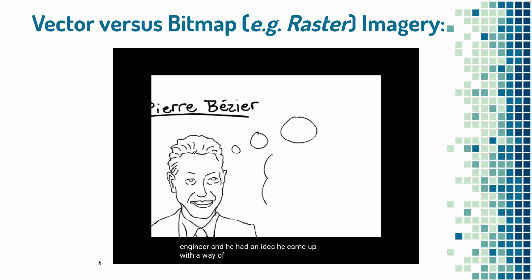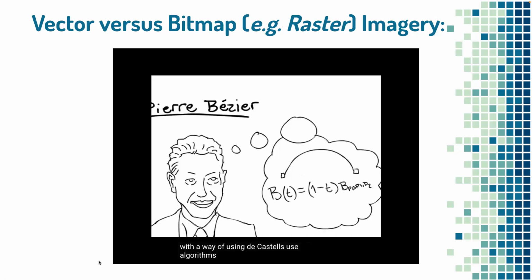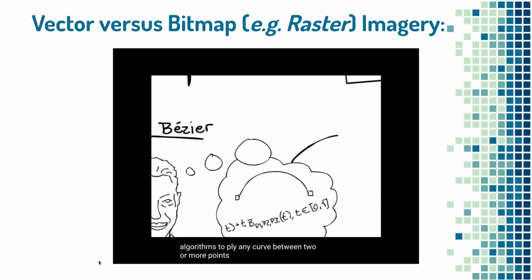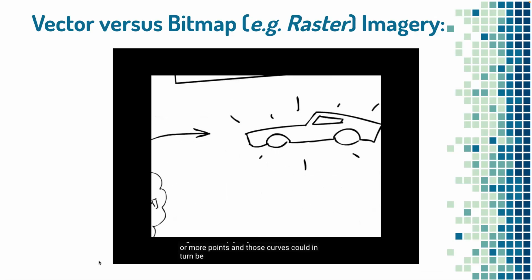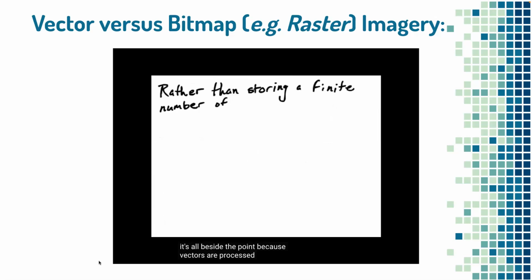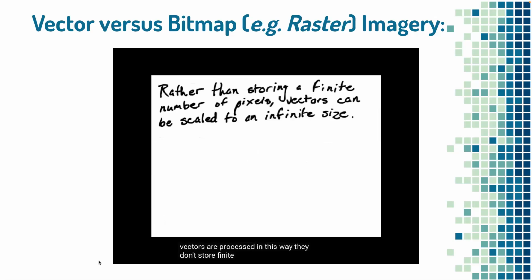He came up with a way of using de Casteljau's algorithms to plot any curve between two or more points, and those curves could in turn be used for any number of industrial applications. He was a leading influence on how CAD and CAM machines work and how 3D models are created, and it's all beside the point. Because vectors are processed in this way, they don't store a finite number of pixels and can be scaled to an infinite size with no pixelation.